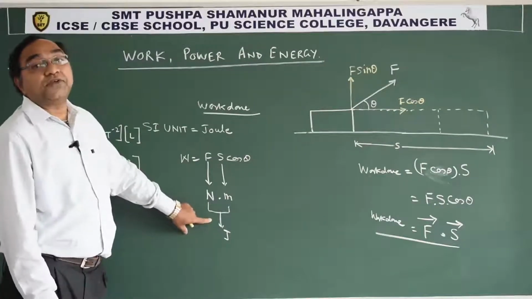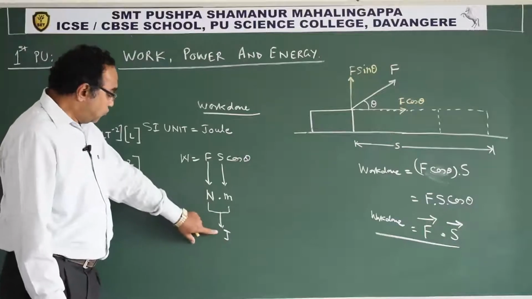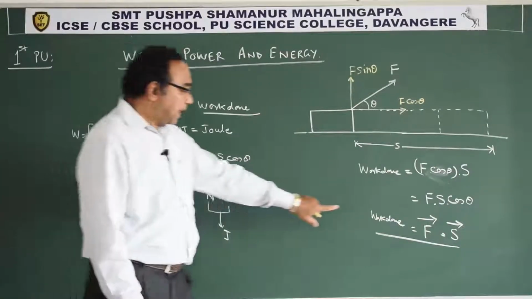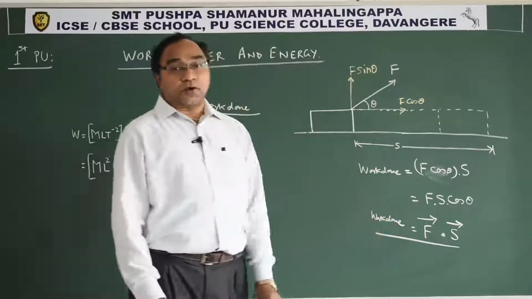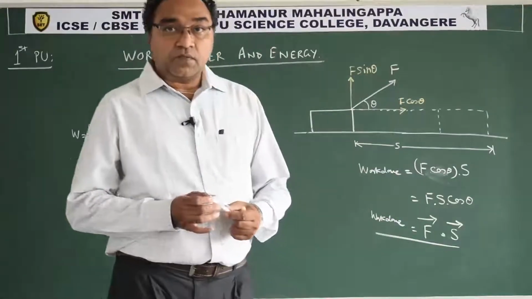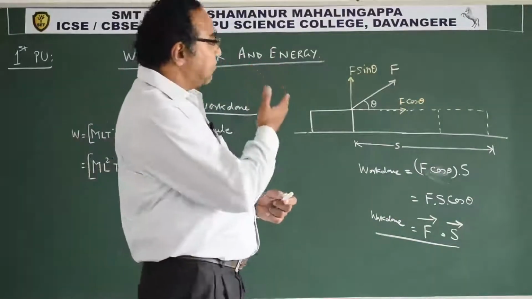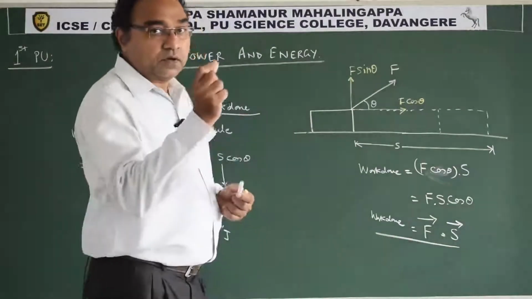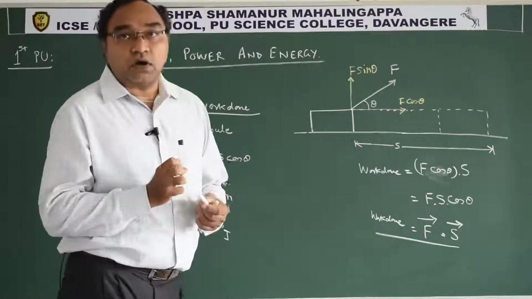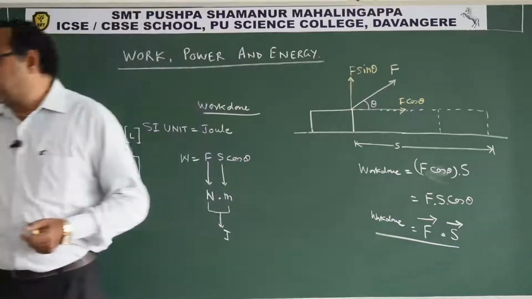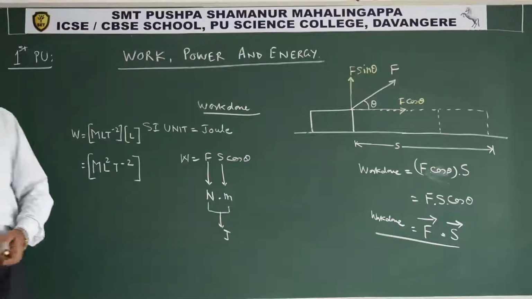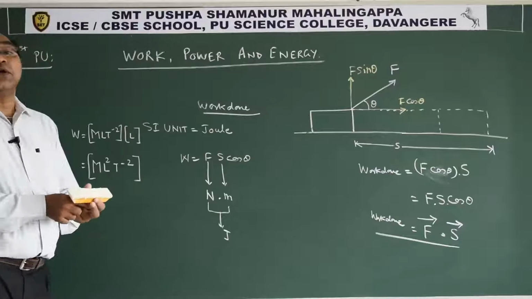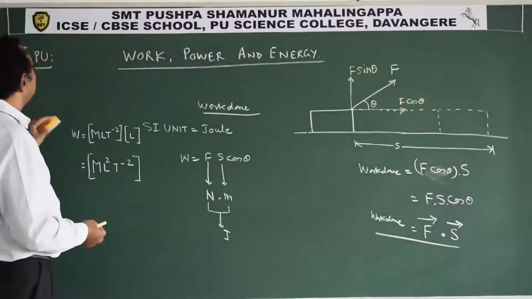So students, you are now aware of the dimensional formula of work done and the SI unit. The CGS unit is ergs, joule is the SI unit, and work is a dot product. Now, how exactly do we evaluate the dot product? Just to give you a brief of dot product, you have done this in vectors.